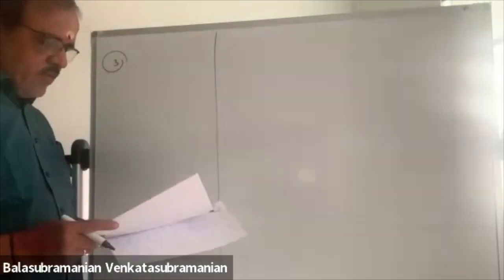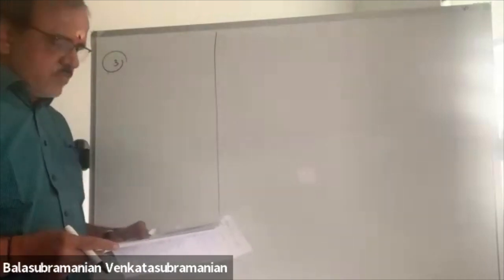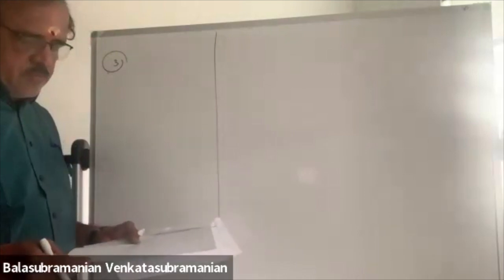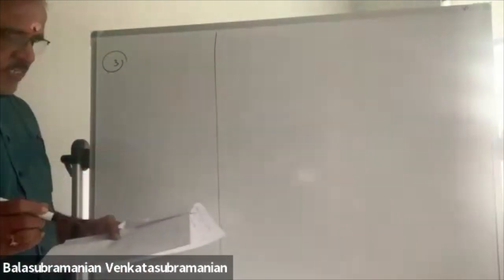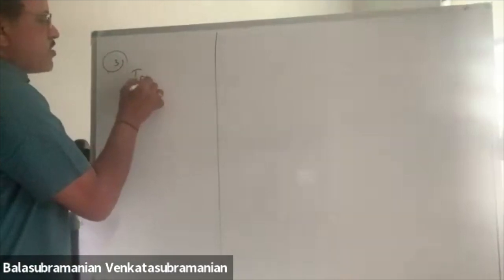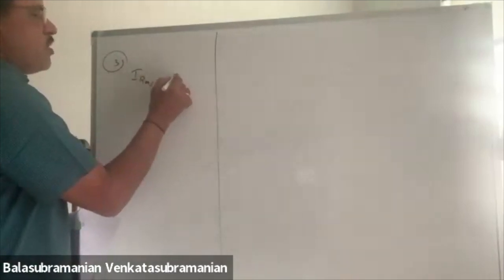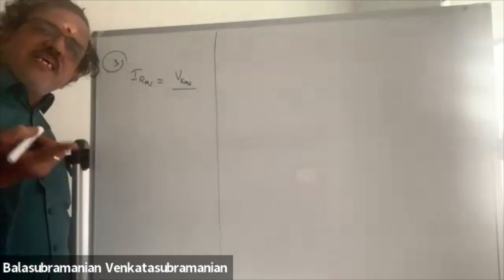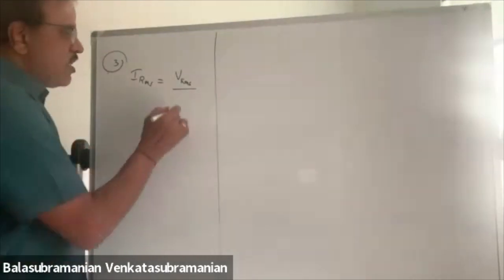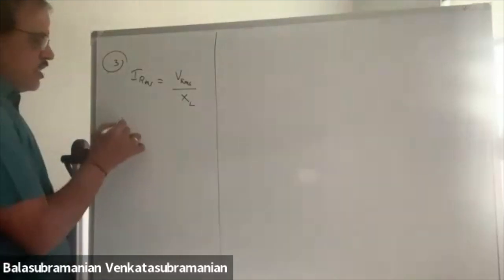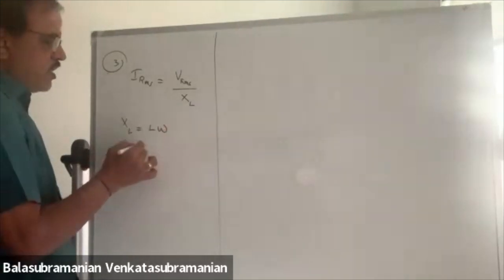A 44 millihenry inductor is connected to a 220 volts 50 hertz AC supply. Determine the RMS value of the current in the circuit. Question is you have to calculate the RMS value of current. Same formula, IRMS is equal to VRMS by R. In this case, resistance offered by the inductor. Resistance is not given. Resistance offered by the inductor is called XL. XL is equal to L omega.